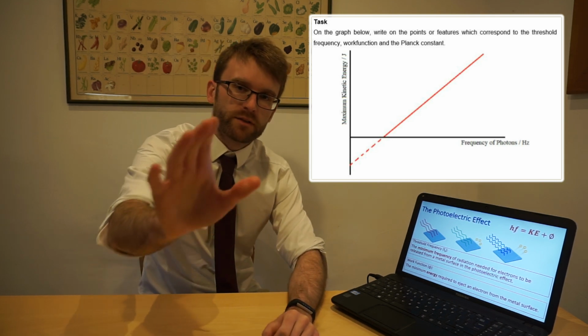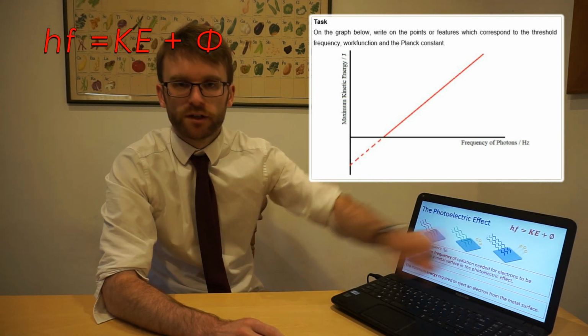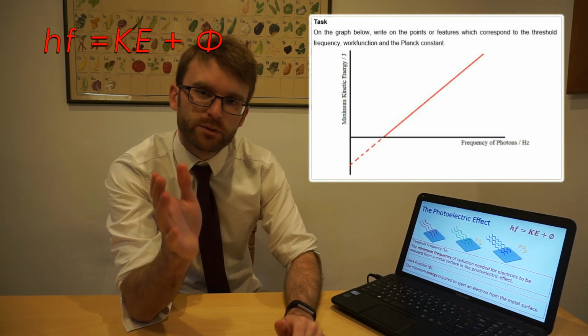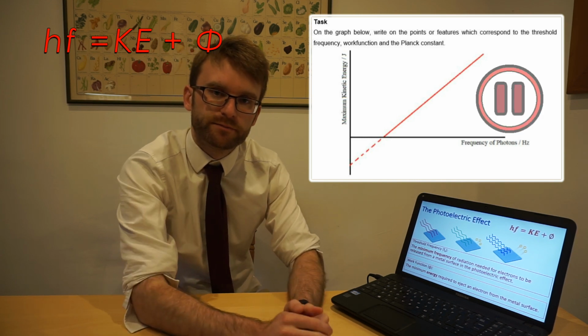Pause the video now and just have a little think. Given this equation, hf equals k plus phi, what is the gradient equal to on this graph? And how can I use this graph to find the work function?